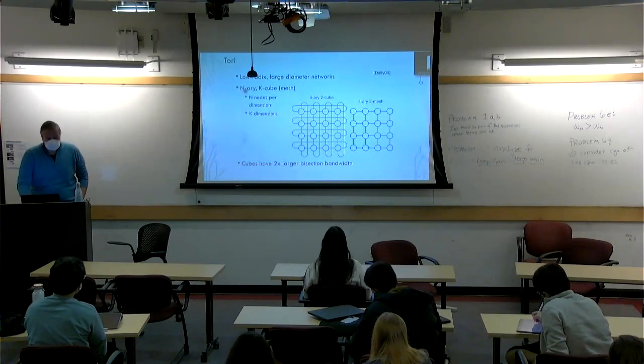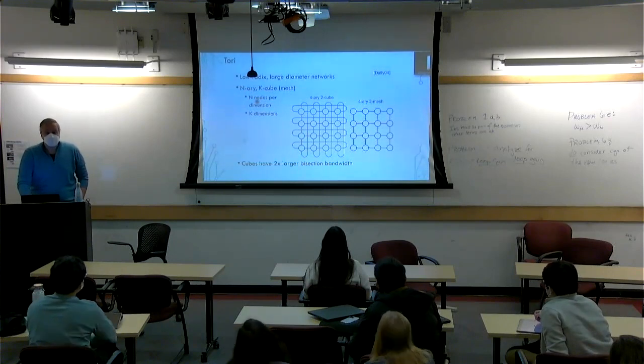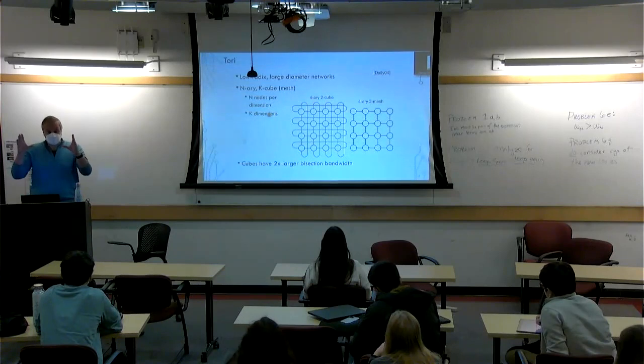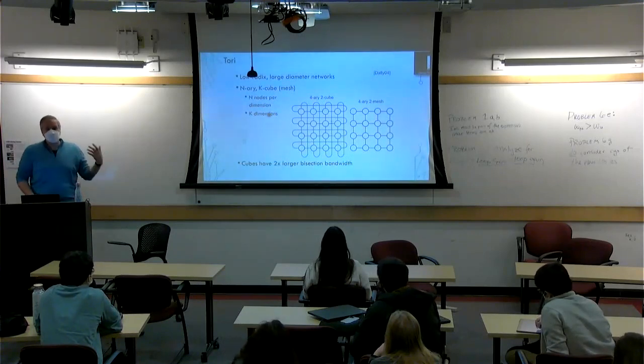The nomenclature is NRE K cube, where NRE stands for the number of nodes per dimension. In this case, it's 4 in X and 4 in Y, so 4 RE. And 2 cube is for the number of dimensions. We're sitting in 2 dimensions here. There are also 3D tori, etc. So many different types of networks.